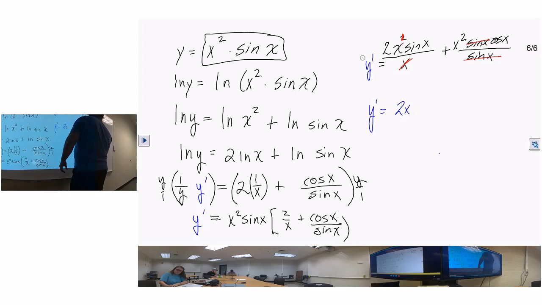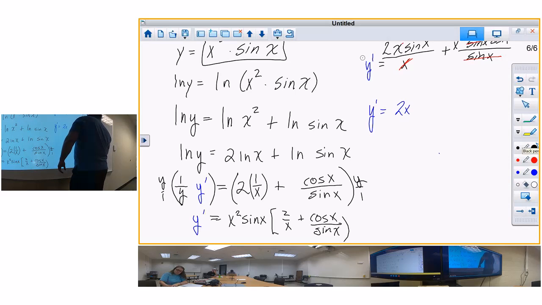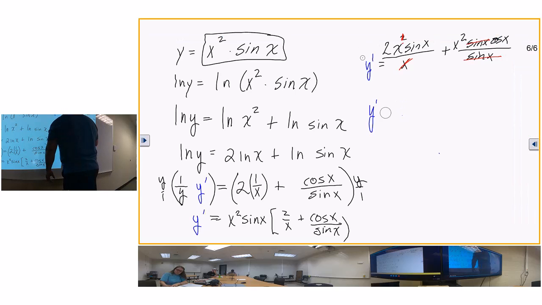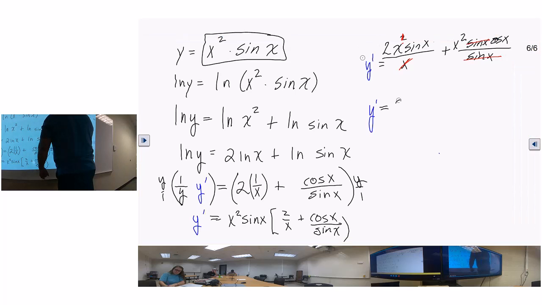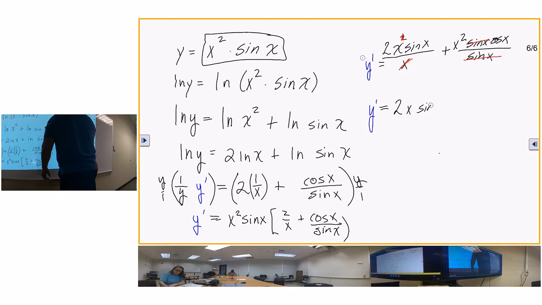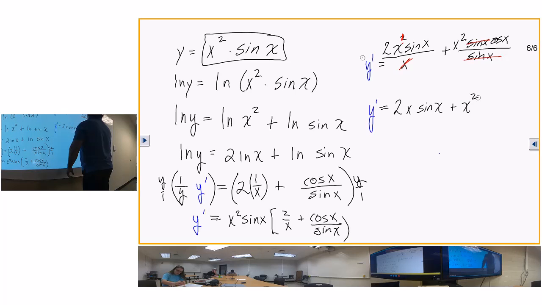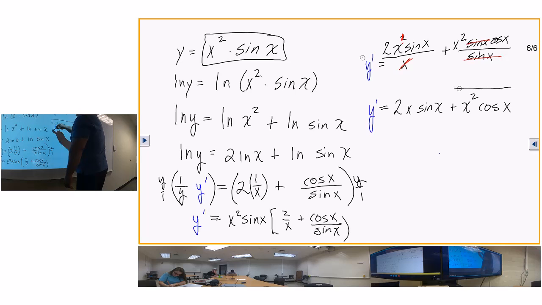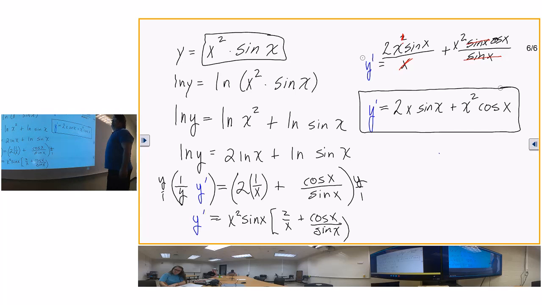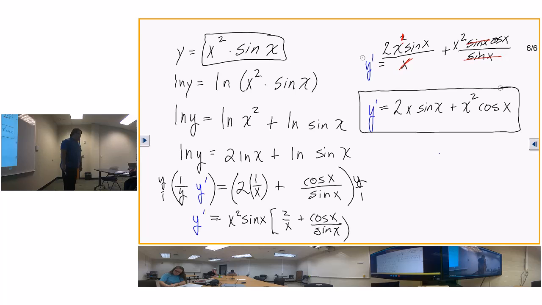plus x squared cosine of x. Y'all check, is that what we got when we did the first times derivative of the second plus second times derivative of the first? Yeah, that's what we got.